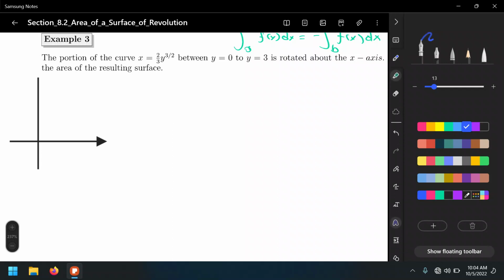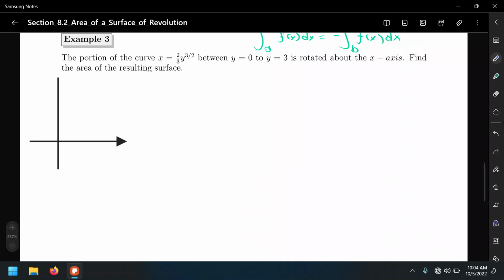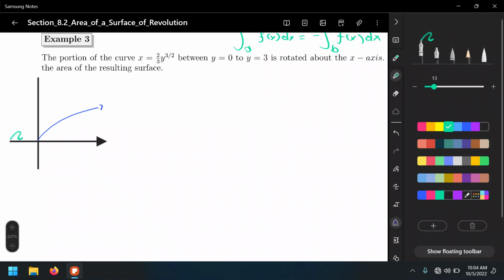Alright, so let's sketch the region here. So that's going to look something like this. Okay, so that's the graph of x equals 2/3 y to the 3/2. And alright, so this is what we want to do. We want to rotate this region about the x-axis.